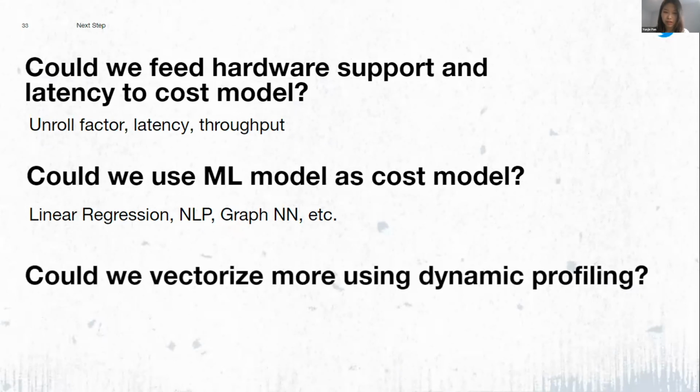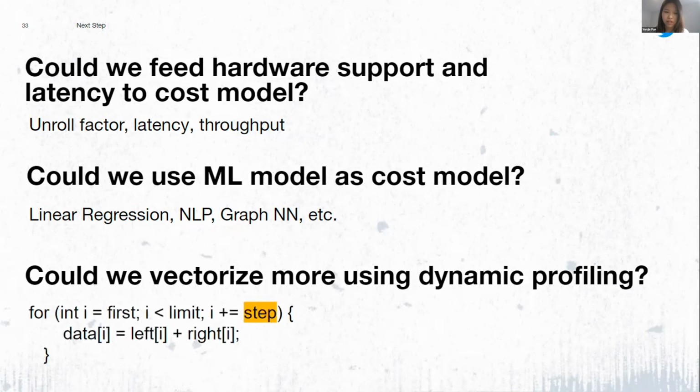And could we also vectorize more using dynamic profiling for this region of code? If we use profiling to find that for most of the time the step is 1, actually we could vectorize this region of code so that we can utilize more of those vectorizable patterns.